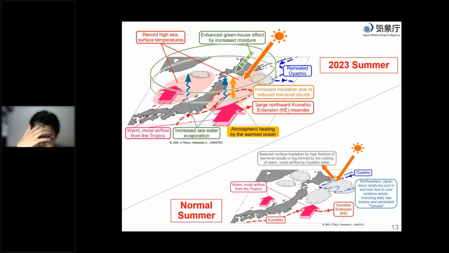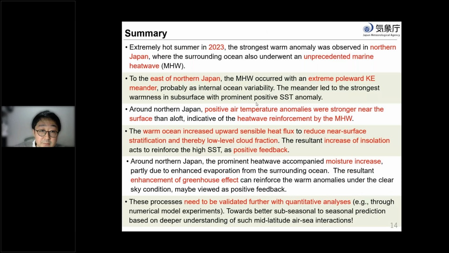And this is the summary, but I would like to skip the first five bullets, same as the schematics. The last point is that the processes I showed here need to be validated further with quantitative analysis through numerical model experiments. But I believe that a deeper understanding of the mid-latitude air-sea interactions, including marine heat waves and the atmosphere, will definitely improve our operational long-range forecast. So that's all my presentation. Thank you for listening.